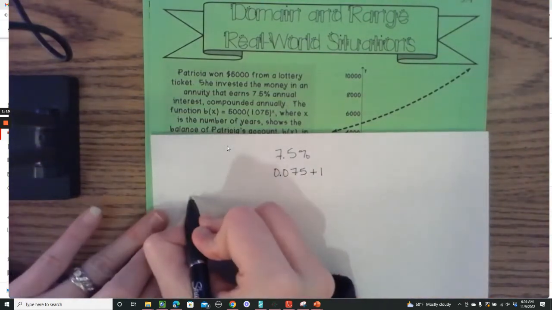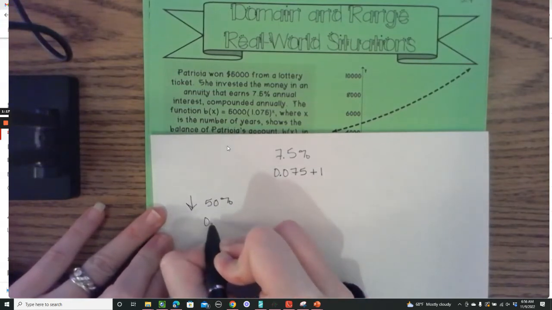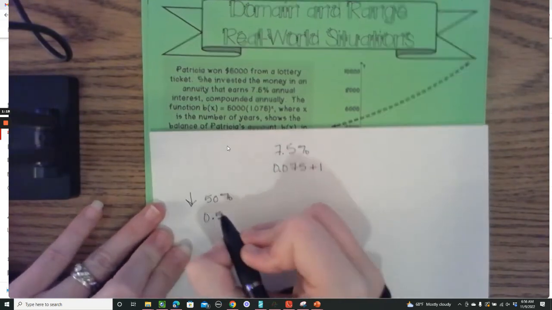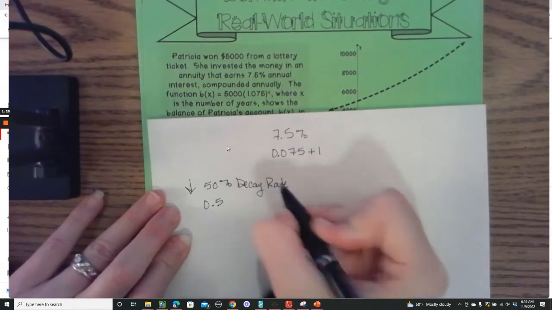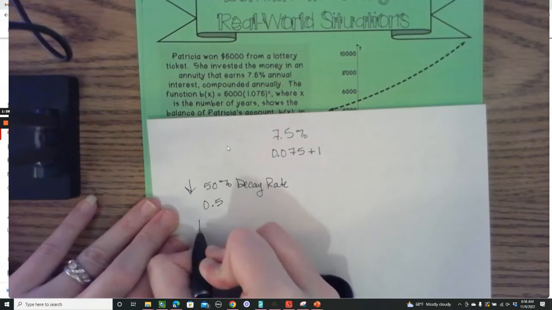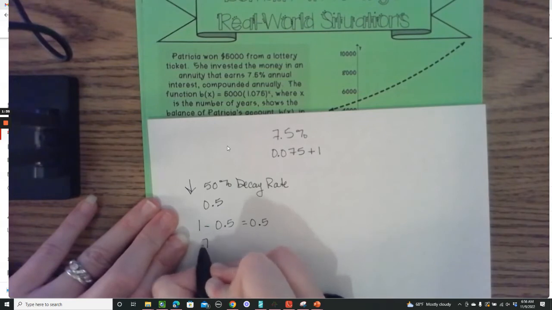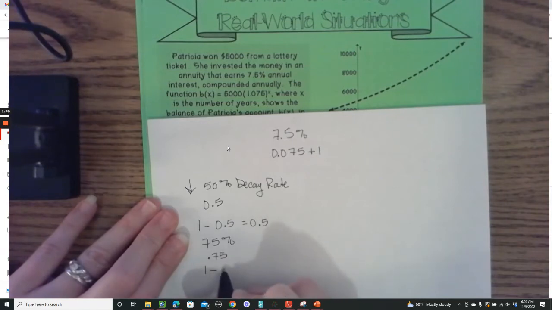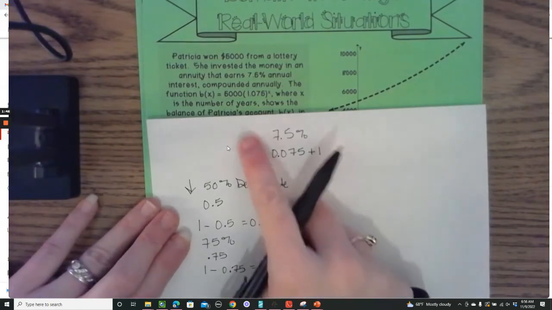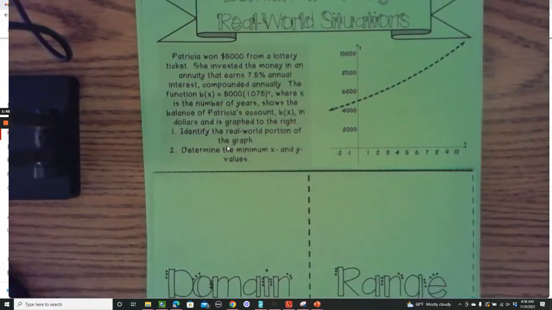So if we had something that was decreasing by 50%, as a decimal, that would be 0.5. This would be called the decay rate. And to get the b value, we would do 1 minus 0.5. So in this case, our b value would be 0.5. But say it was 75%, which was 0.75, we would do 1 minus 75 hundredths, and our b value would be 25 hundredths. So that's how you're getting this b value here. This is just a quick Algebra 1 review.